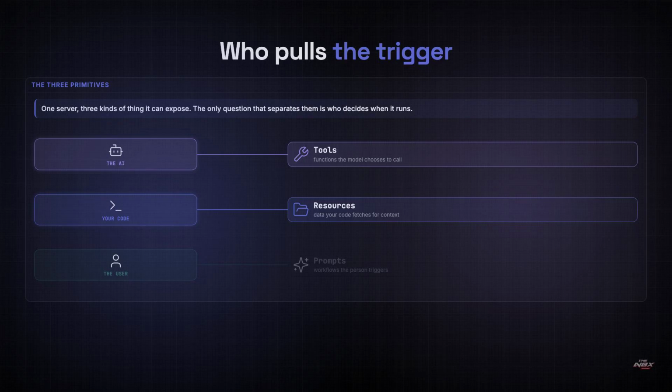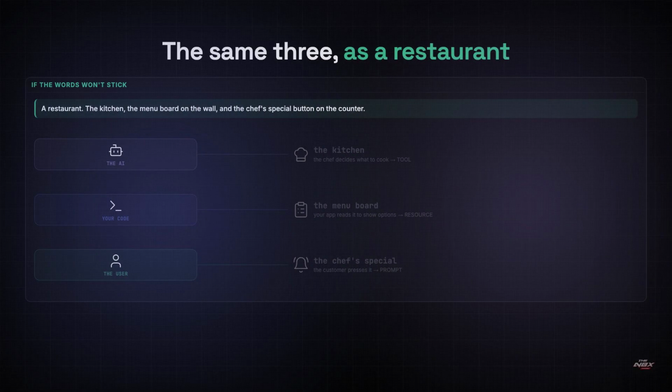A resource is data your own code fetches, because your app decided it needed context, a dropdown that needs filling, a file the user just opened. Your code is in charge. And a prompt is a workflow the person triggers, typically by typing a / command. The user is in charge. Same server, same decorator style, but 3 different owners, which is why picking the wrong one makes a feature fight you. If the abstract version won't stick, here are the same 3 primitives as a restaurant.